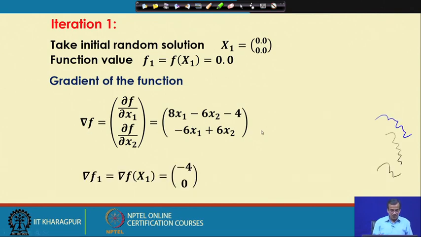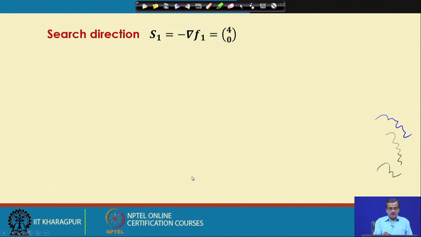Now, once I have got the gradient, I can find out the value of this gradient with respect to capital X1, and if I substitute the values of small x1 and x2 here, I will be getting minus 4, 0. Now, the search direction is opposite to the gradient. So, minus delta f1, that is 4, 0, because this is a steepest descent method. So, we will have to move in a direction opposite to the gradient.